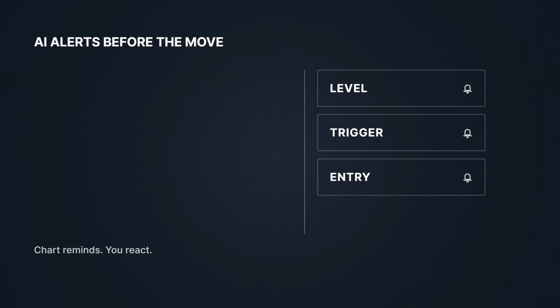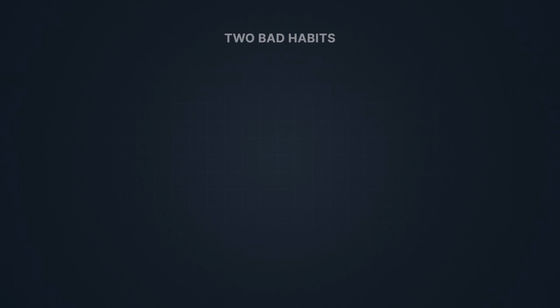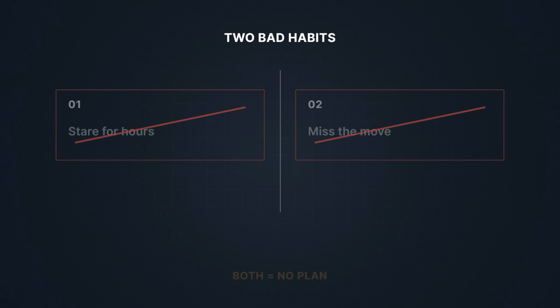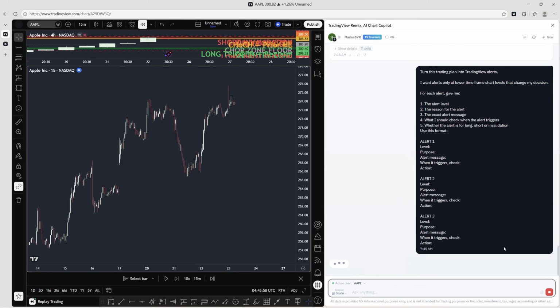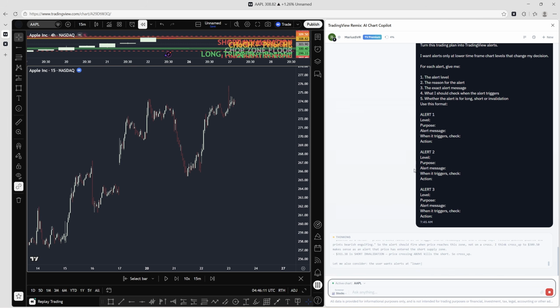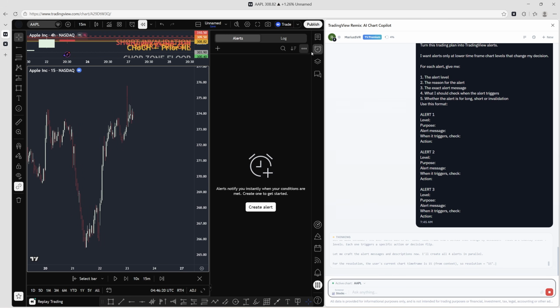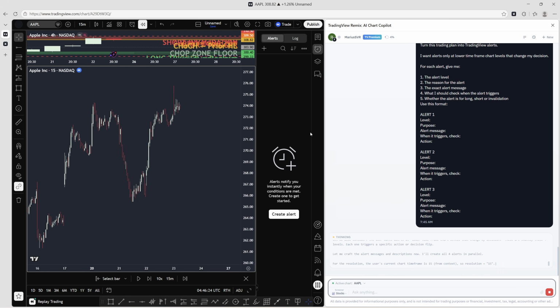That is where alerts come in. Most traders have 2 bad habits. They either stare at charts for hours or they miss the move completely. A proper trading plan should create alerts at the decision points. So once you have your plan from Copilot, ask it to go through every level that changes your trade decision and create an alert for it.